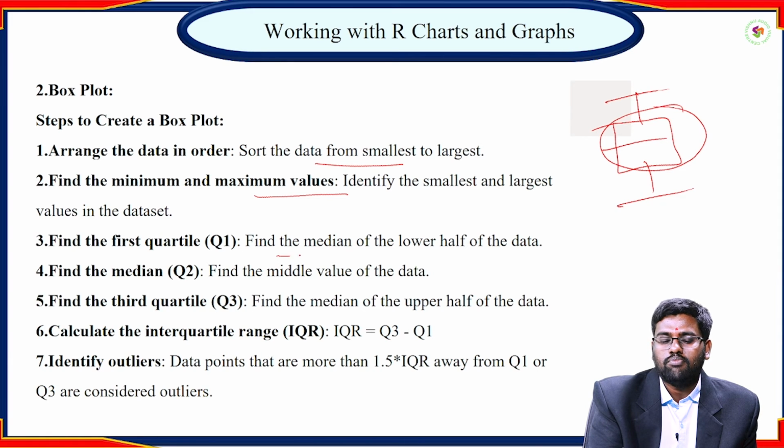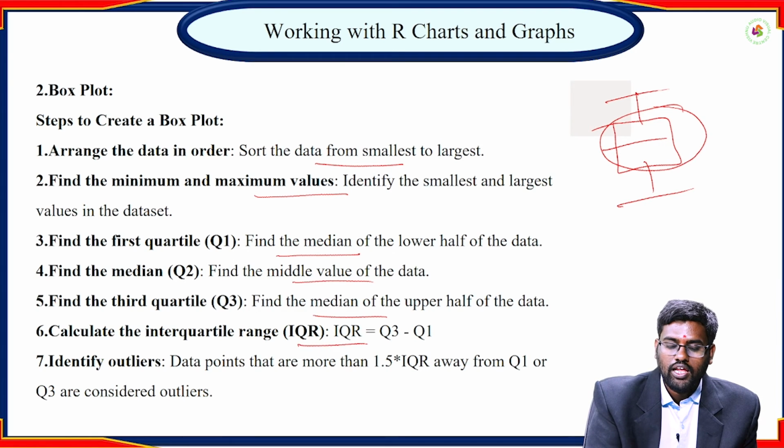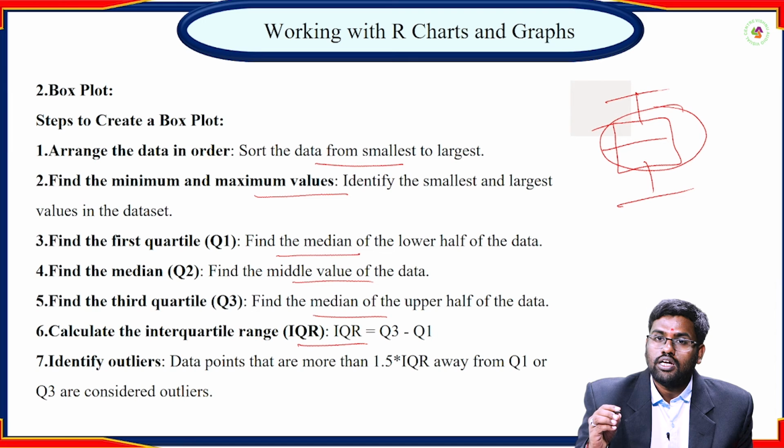And next, we have to calculate the median for Q1, Q2 and Q3. Q1 means the lower half of the data, Q2 means the middle of the data, and Q3 means the upper half of the data. So IQR means Q3 minus Q1. That means upper half minus lower half is the IQR. And finally, we will consider whether a particular value belongs to the outliers or the inliers of the section. Outliers are values outside the given structure. Inliers are values within that structure, where the maximum and minimum values will exist.